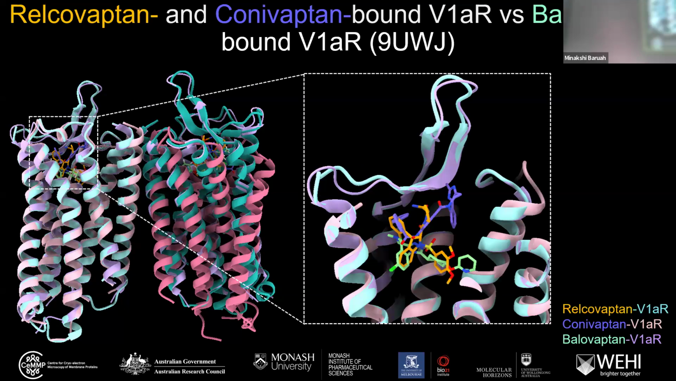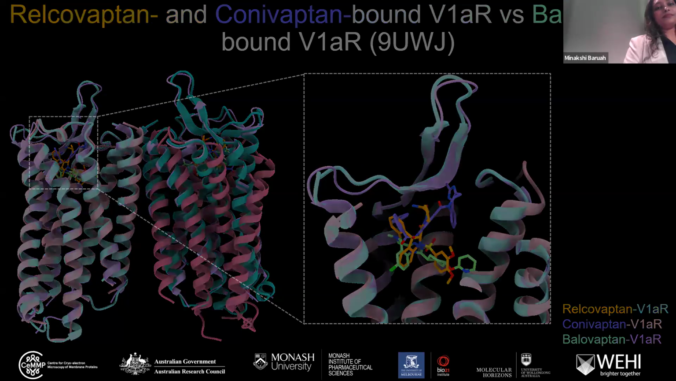While velcovaptan and balovaptan occupy deep into the binding pocket, conivaptan doesn't. And velcovaptan and balovaptan appear to be adopting a similar binding pose inside the binding pocket.